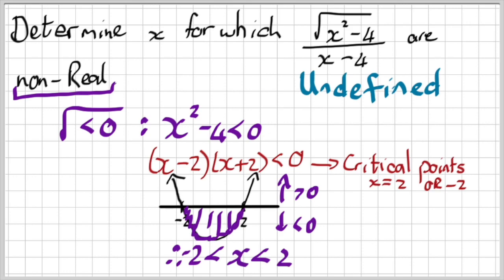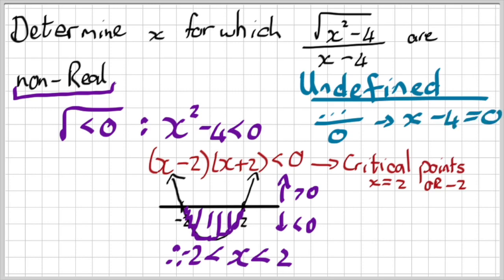Again, undefined, ladies and gents, is when I have a 0 in the denominator. No matter what is in the numerator, a 0 in the denominator. So therefore, it's again x minus 4 must be 0 for it to be undefined. So in other words, x is equal to 4. So whenever x is equal to 4, the expression is undefined. It doesn't exist. It goes against the definition. That's what undefined basically means. It goes against the definition.